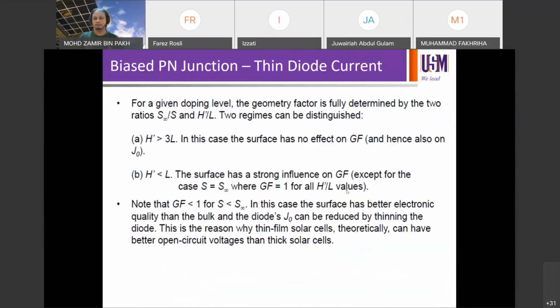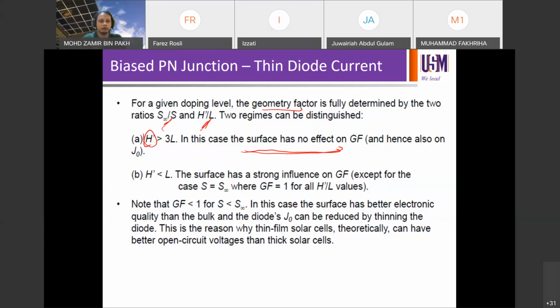Okay, good. So for a given doping level, the geometry factor, the GF thing just now, the one given by the long equation, is fully determined by two ratios: S, the surface recombination velocity, and the thickness of the quasi-neutral region over the diffusion length. If H prime is more than 3L, typically the surface has no effect on GF. So if you're working on a very thick diode, where the quasi-neutral region thickness is way bigger than 3L, the surface is not in the equation at all.